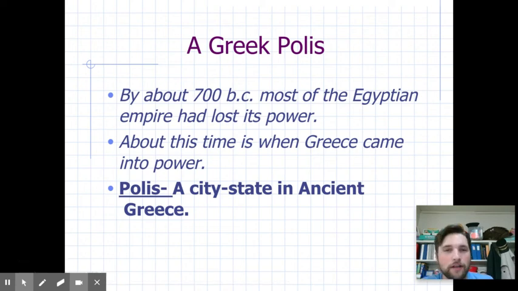Moving on, your next heading here, a Greek polis. By about 700 BC, like I just mentioned, Egypt has lost its power. I mean, it's still there, but not nearly as powerful as it used to be. And we start to see the rise of Greece. They really start taking over in that area. And when I say polis, what I mean is a city-state in ancient Greece.